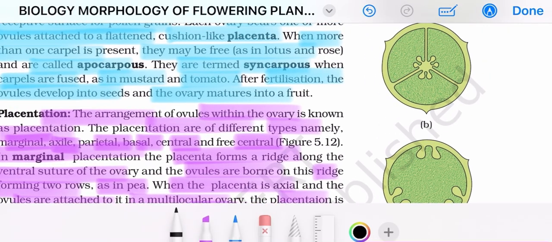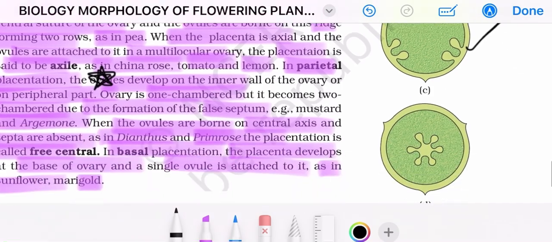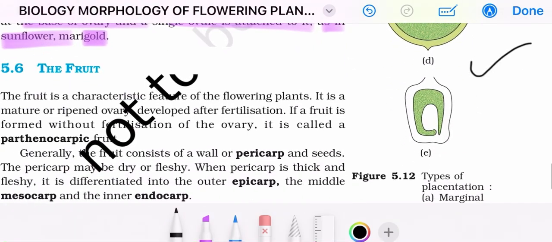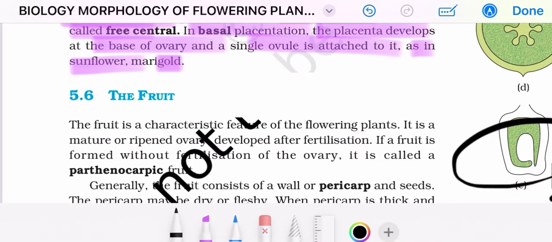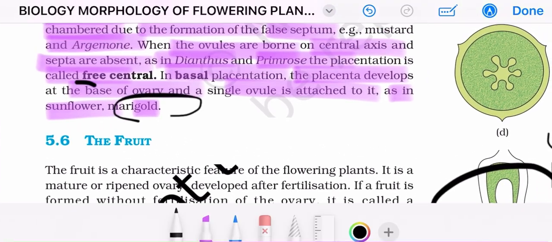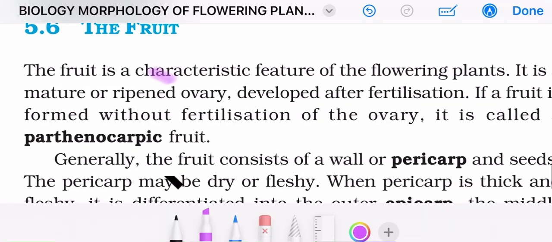This is axial placentation. This is parietal, and this is free central. Yes, this is basal. Now coming to the basal again. Examples: marigold and sunflower. The fruit is a characteristic feature of flowering plants.